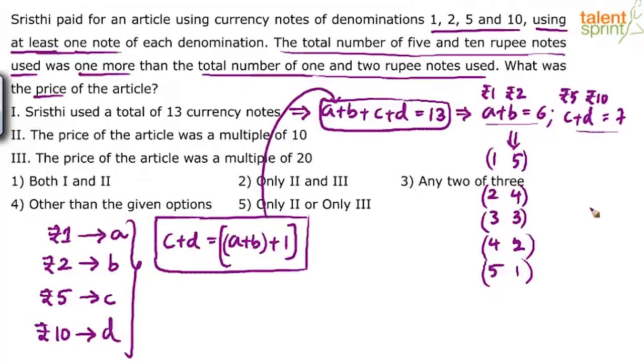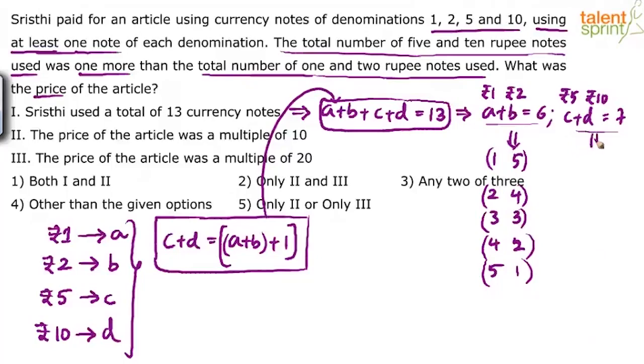Similarly, for C plus D also there are multiple solutions. Again, based on these solutions, we'll get a different price. For example, 1 into 1 plus 5 into 2: 1 plus 10, 11 rupees. Similarly, 2 into 1 and 4 into 2: 2 into 1 is 2, 4 into 2 is 8, so 10 rupees here, and so on. We'll get different prices.